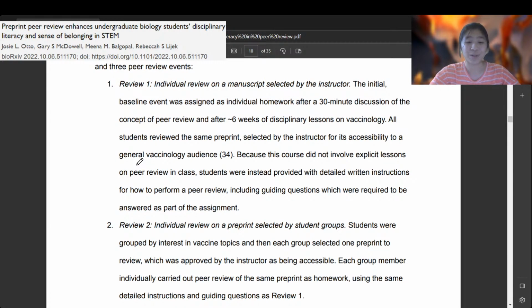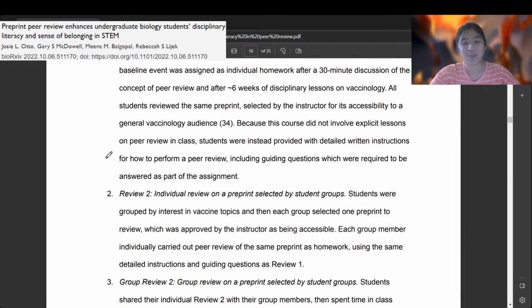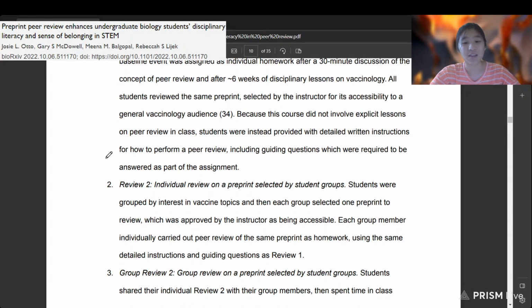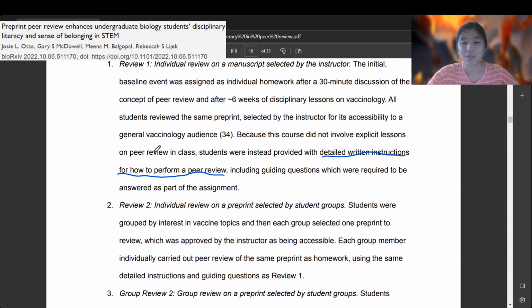All students reviewed the same preprint selected by the instructor for its accessibility to a general vaccinology audience. I feel like a general vaccinology audience is still not very general. But because this course did not involve explicit lessons on peer review in class, students were instead provided with detailed written instructions for how to perform a peer review, including guiding questions which are required to be answered as part of the assignment. So this group that only had one lesson were given more instructions. So basically they were told to go do it themselves.